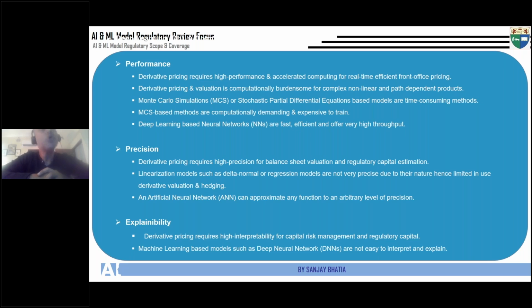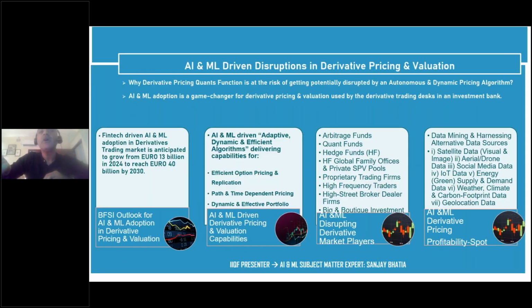How to explain the output of an AI or ML model to somebody who places very high demands on explainability, interpretability, comprehensibility, intuitiveness, or transparency of the model. That's something we are working on, but in terms of the market outlook, the derivative trading market, and specifically the fintech driven AI and ML disrupted market, is anticipated to grow from 13 billion in 2024 to 40 billion in 2030.